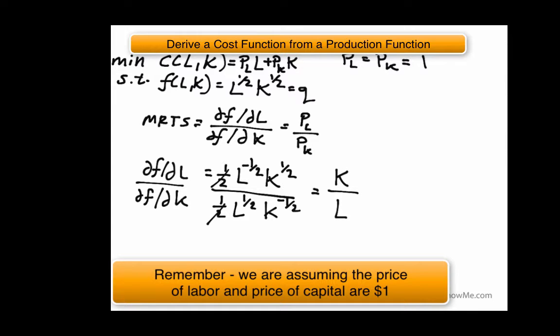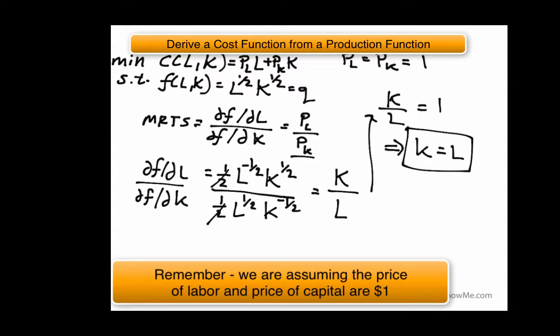So K over L. And then I set K over L equal to our price ratio here, which is 1 over 1, so it equals 1. And that's going to get me that K equals L. This is our condition for any quantity: the cost minimizing level of producing that quantity is where K equals L.